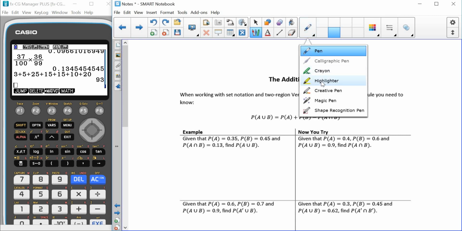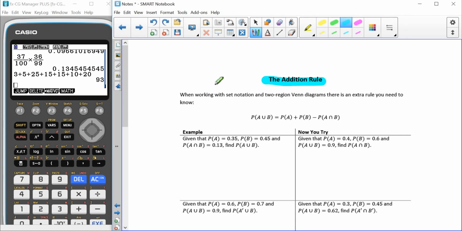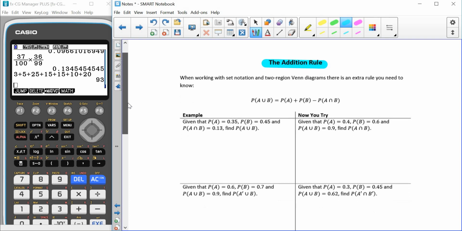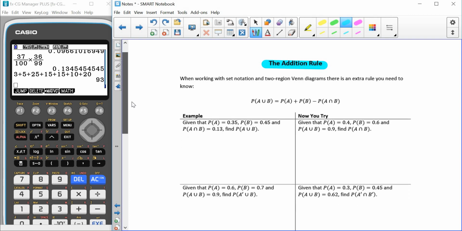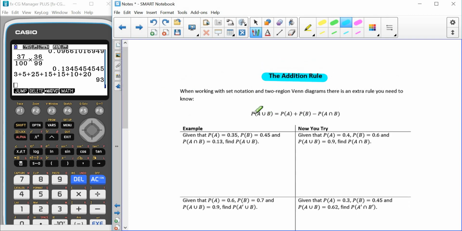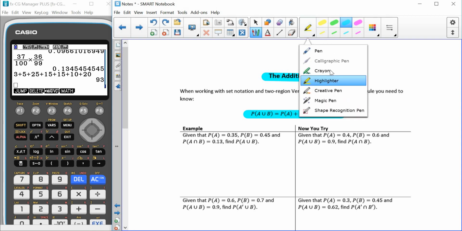So now we're going to have a look at the addition rule. When we're working with set notation, our addition rule looks like this, which means that the probability of A or B is the probability of A plus the probability of B minus the probability of A and B.